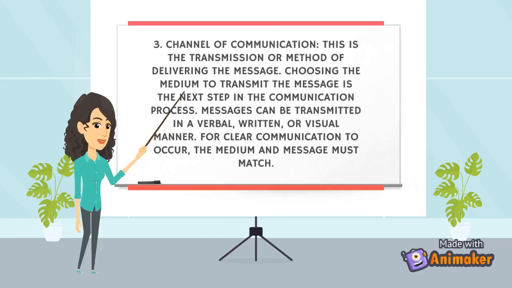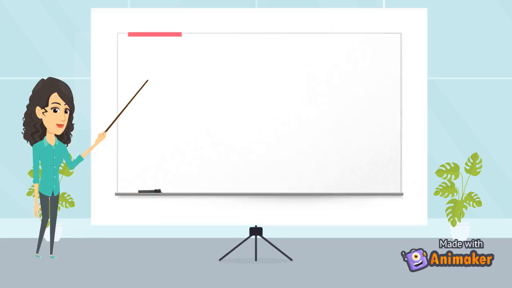Okay, the next step in the communication process is the channel of communication. This is the transmission or method of delivering the message. Choosing the medium to transmit the message is the next step in the communication process. A message can be transmitted in a verbal, written, or visual manner.